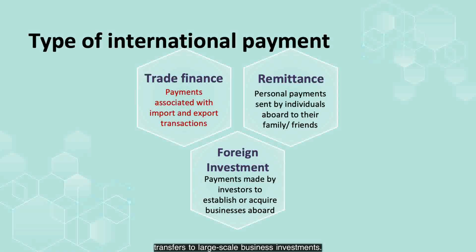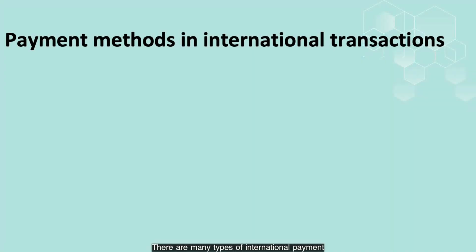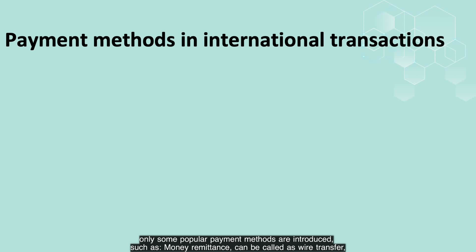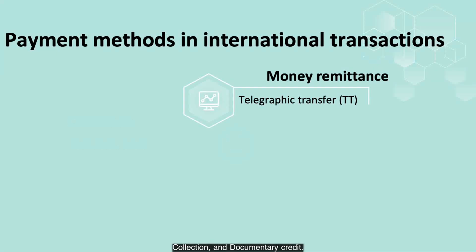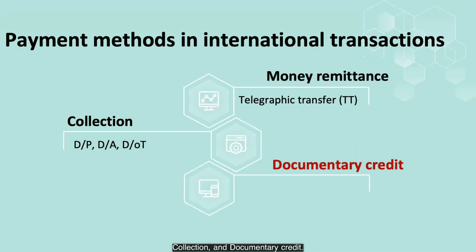Each type serves different purposes in the global financial ecosystem, facilitating various aspects of international economic activity from personal transfers to large-scale business investments. There are many types of international payment methods in the market. However, in this video, only some popular payment methods are introduced, such as money remittance, which can be called wire transfer, collection, and documentary credit.